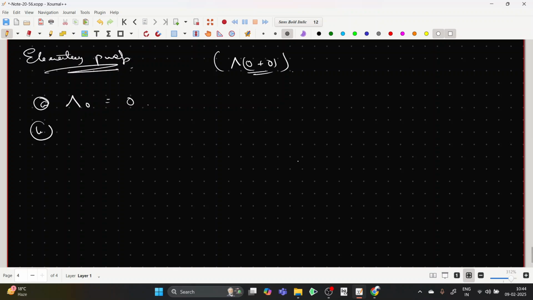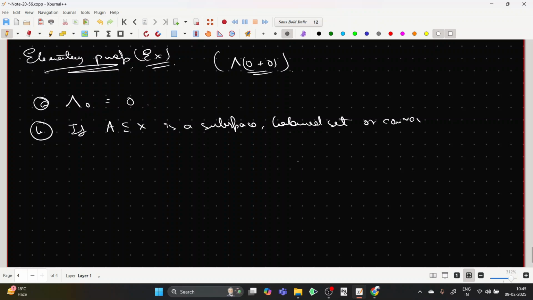If I choose a subspace or a convex set or a balanced set, then the image under a linear map should also be so. You can just prove it as an exercise. This is extremely simple. Just go via the definition of what it means to be convex, balanced, and a subspace. So if A in X is a subspace, balanced set or convex set, then lambda A is so.